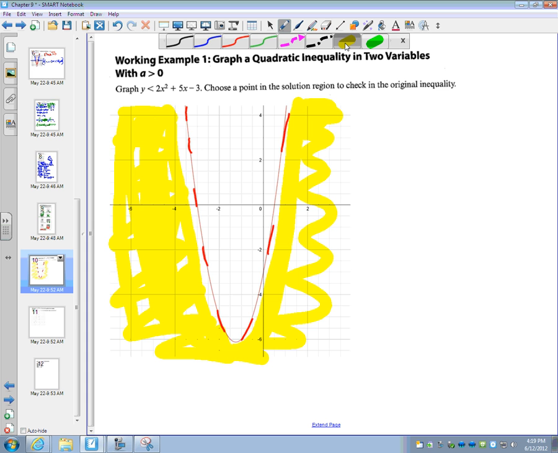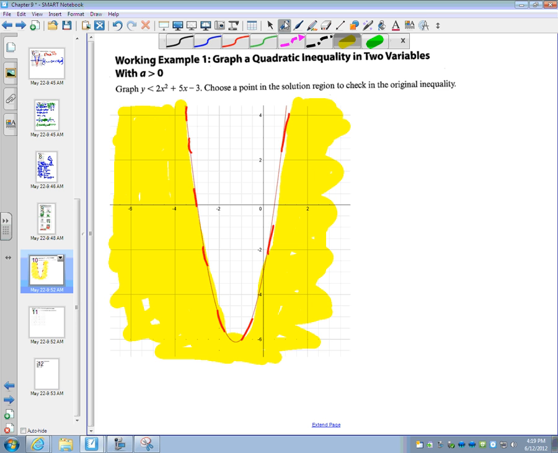So now the second part of the question asks me to do a test point. So I have to pick a point within here and sub it in. And I'm going to show you an easy way to pick a test point so our lives become a little easier. Okay, I think you get the point that I know how to color. So a test point that I'm going to choose is this point right here, 0 and negative 6.